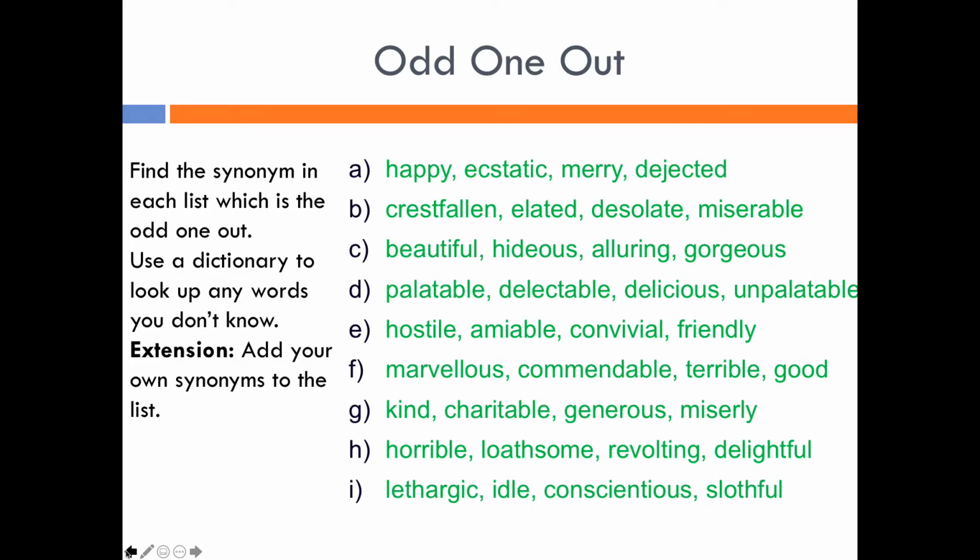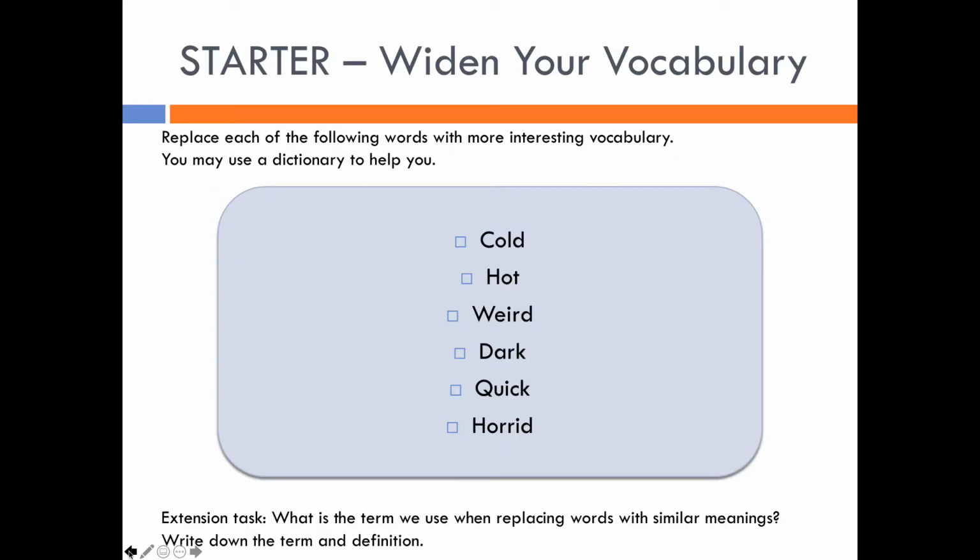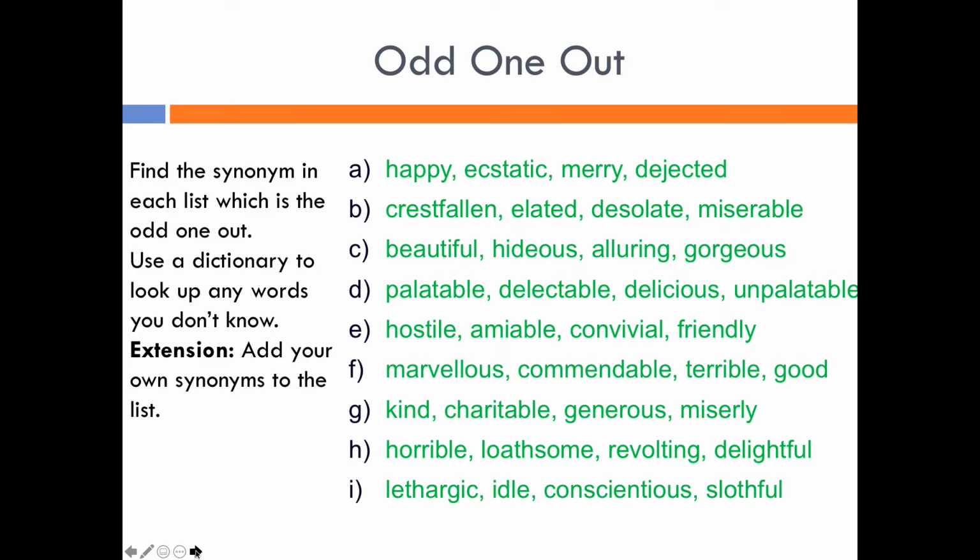So we did a little bit. We had to come up with some synonyms for these words here. This time I'm giving you a longer list of words, so more advanced vocabulary here. What you need to do each time is highlight the word which is the odd one out, i.e. which word is not a synonym, unlike the others. So for example, in A, you have happy, ecstatic, merry, and dejected.